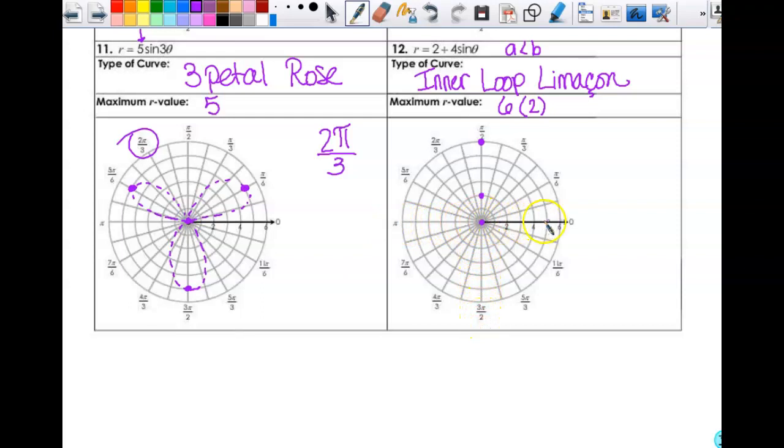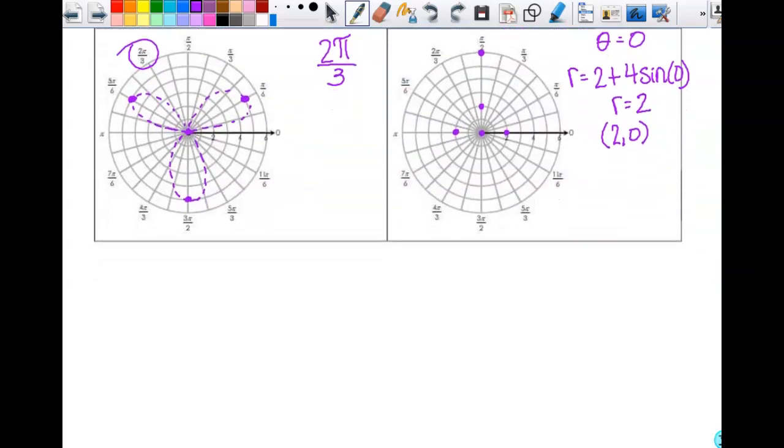I need all the points on my x-axis as well, so that's when theta is 0. So when theta equals 0, I'm going to substitute that in up here. And I get R equals 2 plus 4 times the sine of 0. Sine of 0 is 0, so that all zeroes out. I get R equals 2, and then my point is (2, 0). I could substitute in pi and do the same thing, but I know it's symmetric, so I'm 2 over here. Then that's enough points for me to sketch in my graph, right?